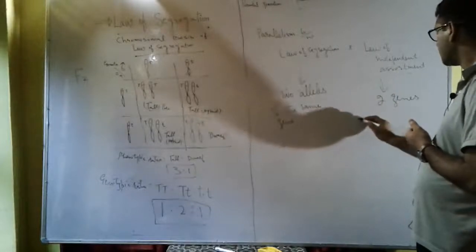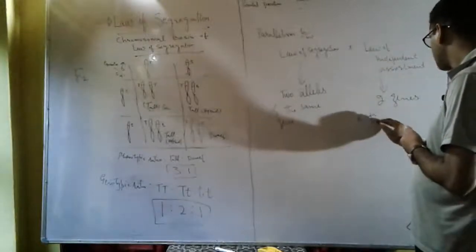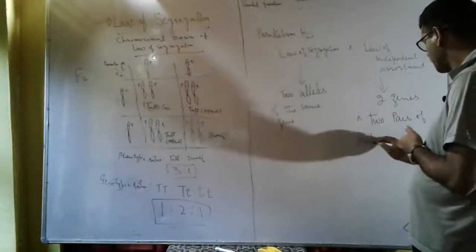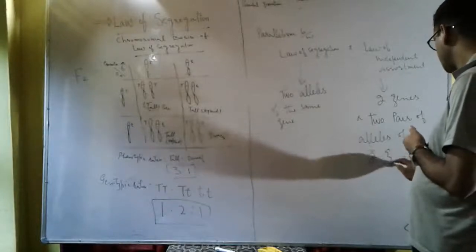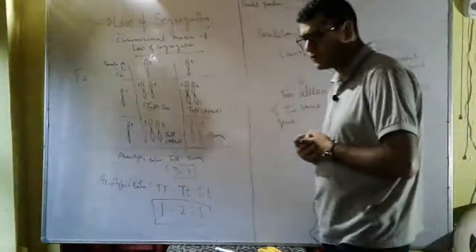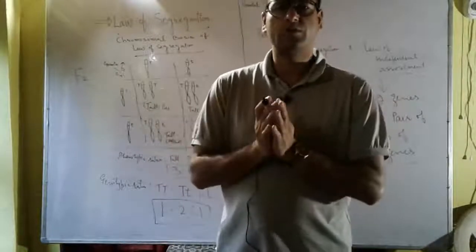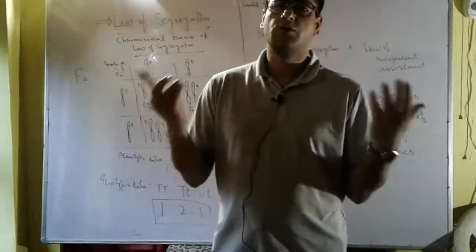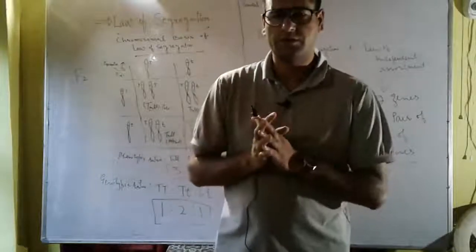That means this law deals with two allelic pairs, two pairs of alleles of two genes. So the main difference is that the law of segregation deals with the two alleles of one gene, and the law of independent assortment deals with two genes. That means it deals with two pairs of alleles of two different genes.